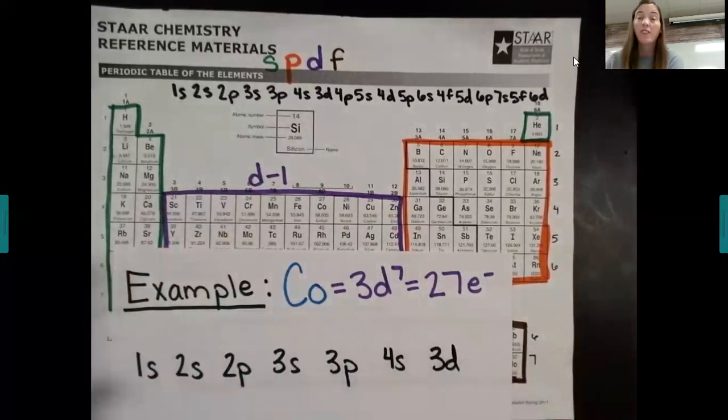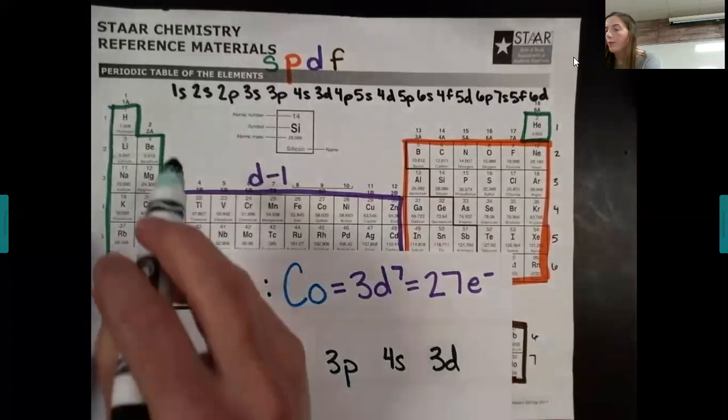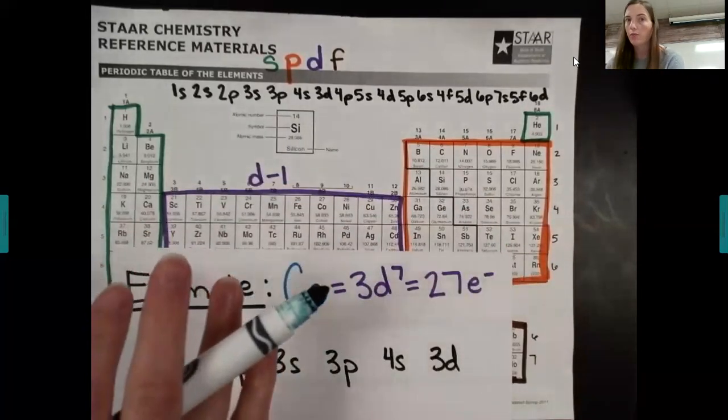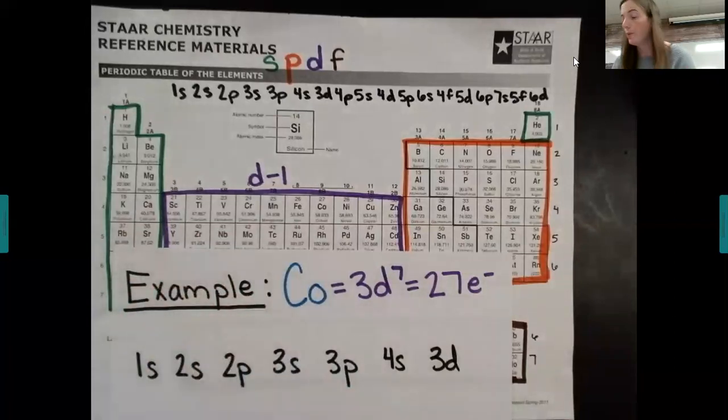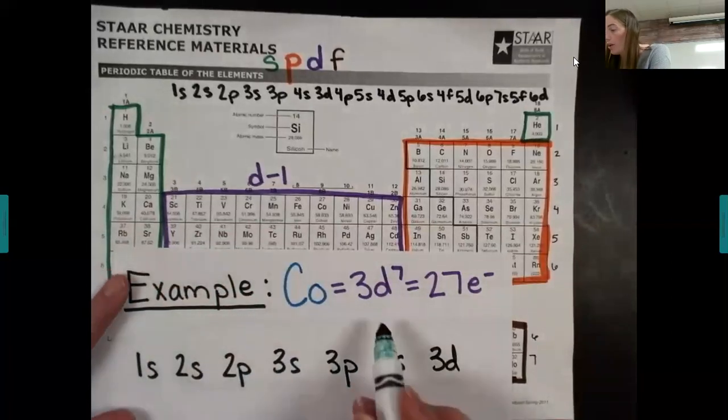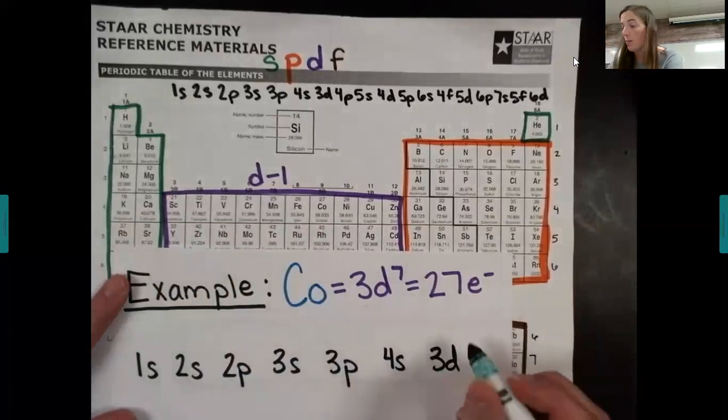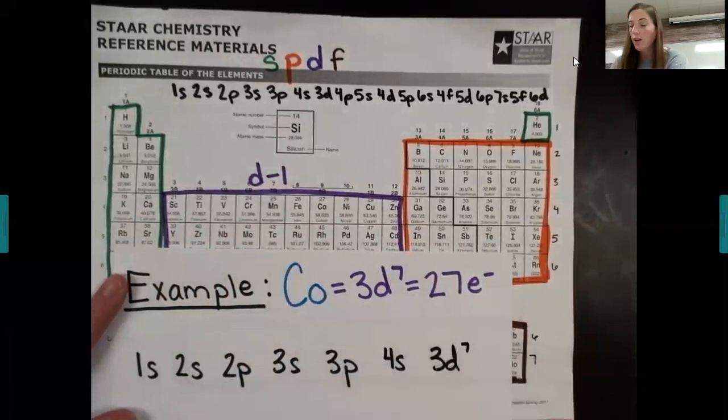We do these long enough, you're going to have this memorized, okay? But again, if you write it on your periodic table, you always have it to reference too, so you don't necessarily have to have it memorized, but it is good to know. All right, so we know we're finishing at 3d7, so I'm going to put a 7 right here, okay?